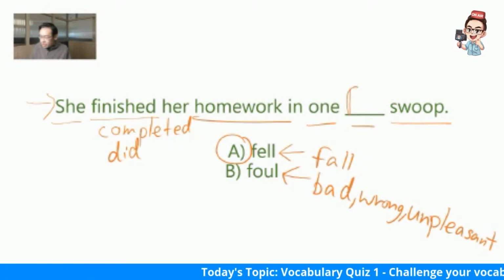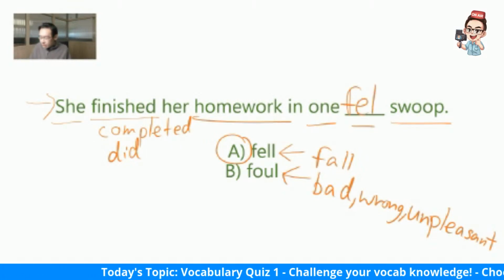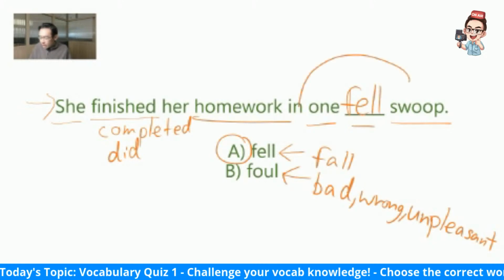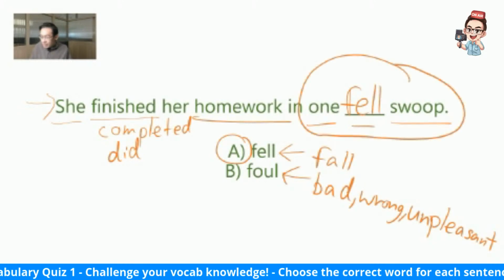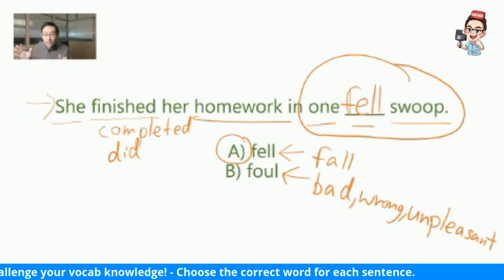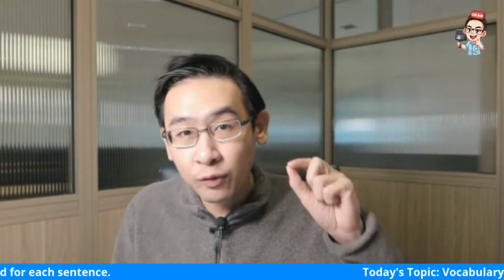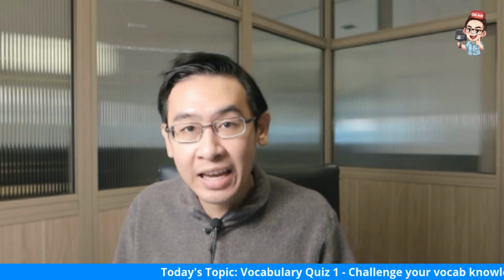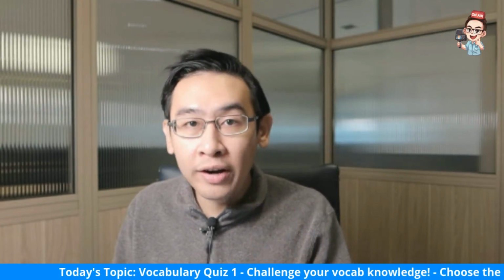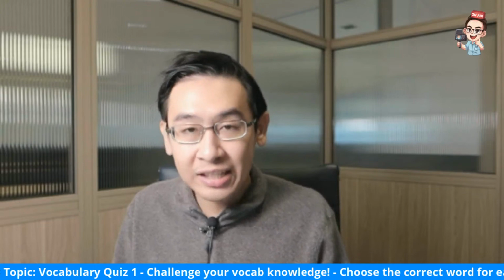If you do something in one fell swoop, what does that mean? It means you did it in one go, in one sitting. So maybe you got home right now and you started doing it, and you finished it without taking a pause, without taking a break. That's called one fell swoop. Okay, so this is a phrase.